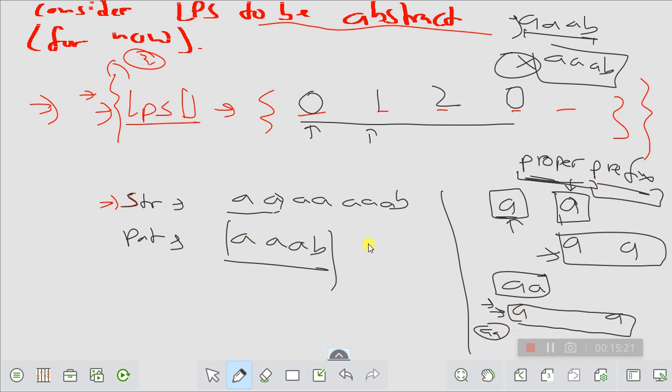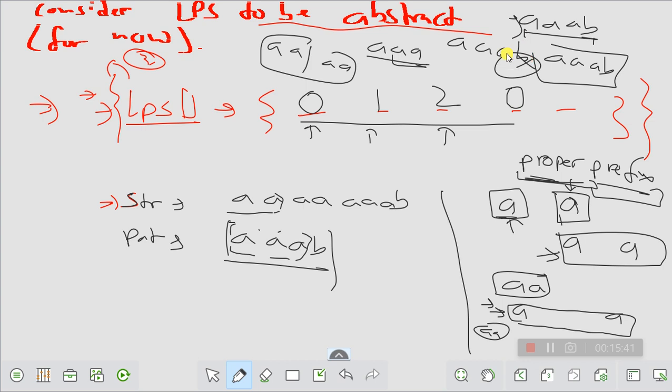After that, I will talk about this length. So this says that you have a string AAA, and this AAA has a longest prefix AA and longest suffix AA, which are both equal, isn't it? So I'm going to write 2 here. After that, for AAAB, I see that there is no last character which is matching. You can see that A and B are not matching, so I'm going to write 0 here.